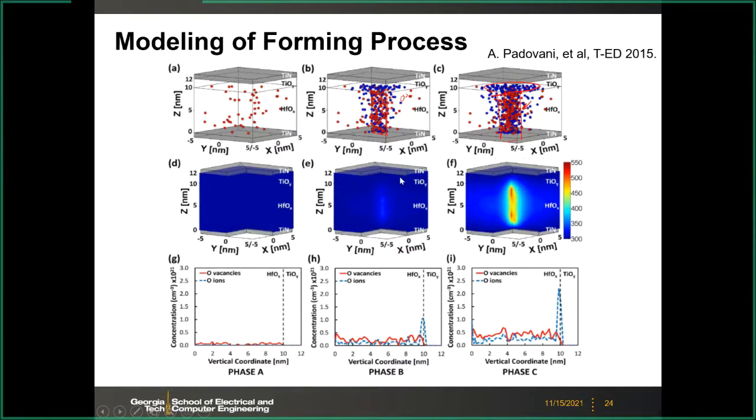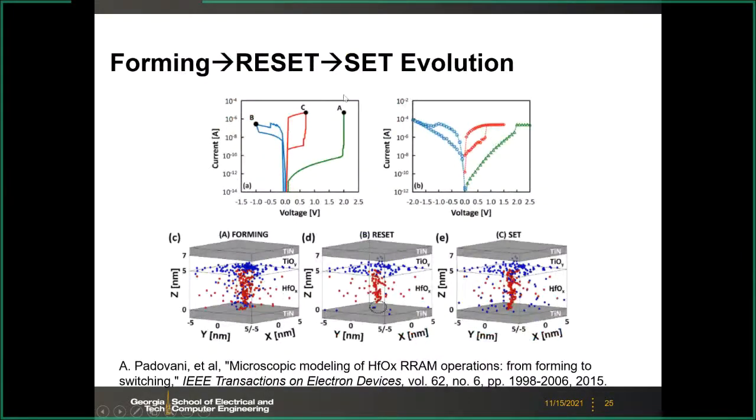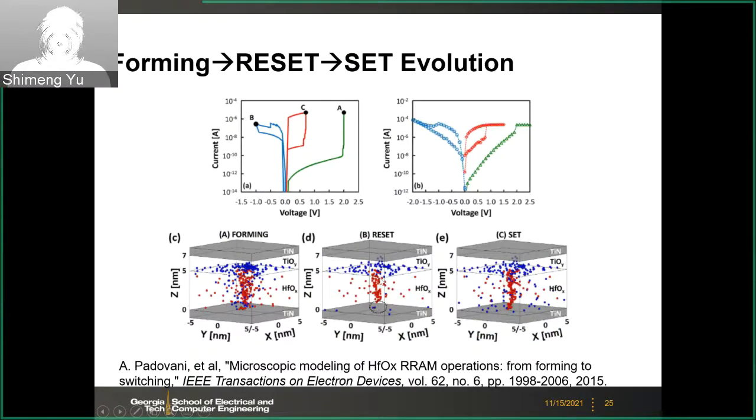So this is a 3D view of the forming process. And then they try to do the reset. After reset, the filament is ruptured. So in this part, the red dots become fewer. So the vacancies become fewer, and the filament is ruptured. And then in the next set cycle, this part is recollected. So you regrow the filament.